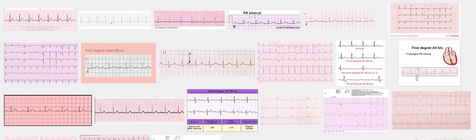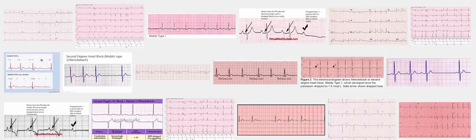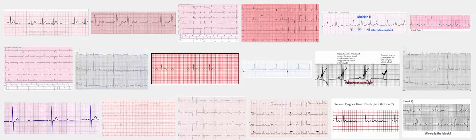How about for second degree block? Okay, for second degree block, there is an intermittent failure of AV conduction. In a Mobitz type 1 block, the PR interval progressively lengthens until a beat is dropped. In a Mobitz type 2 block, there is a sudden loss of impulse conduction without a corresponding change in PR interval. The Mobitz type 2 may progress to more serious arrhythmias such as complete heart block.